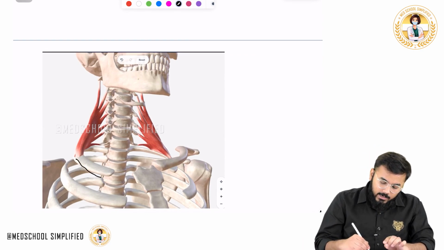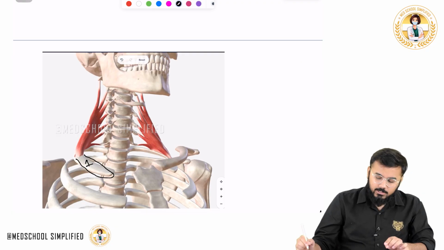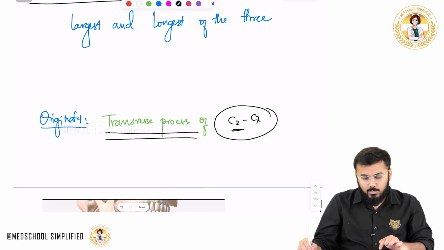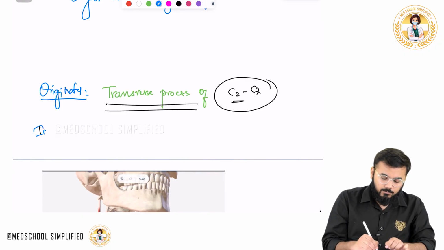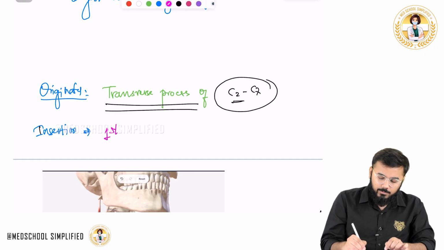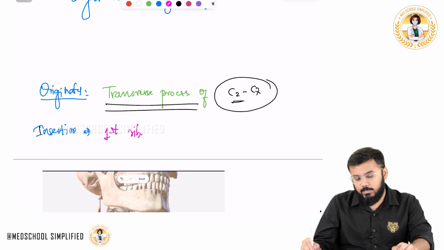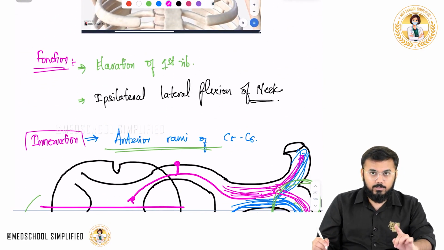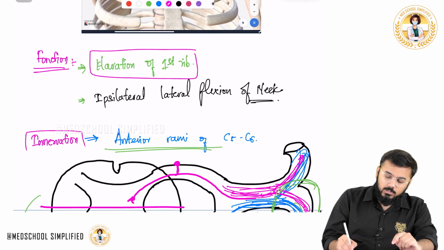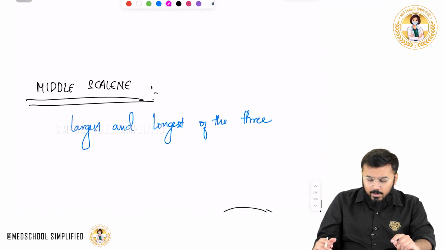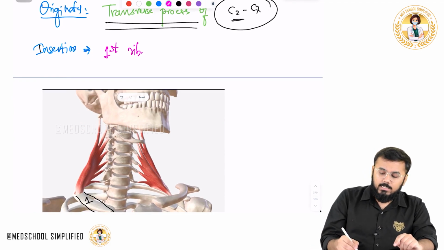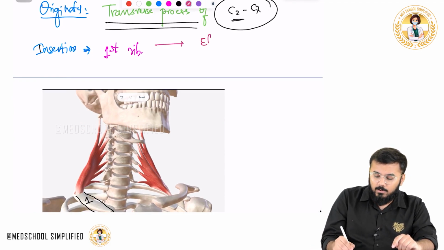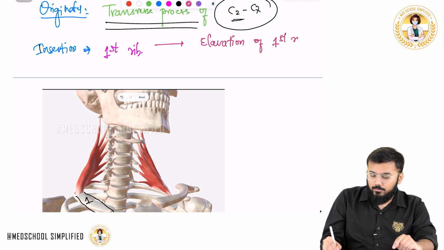But insertion again to the same rib, that is the first rib. You see, it is again inserting to the first rib. Same again, it is inserting to your first rib. Now, previously also the muscle inserted to the first rib. So, the first action which we discussed was elevation of first rib. Here also it is inserting to the first rib, so the first action will be elevation of your first rib.